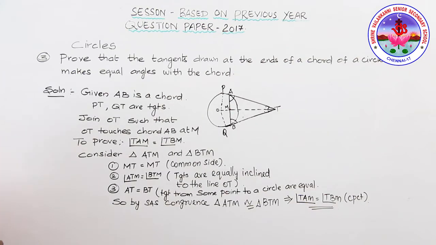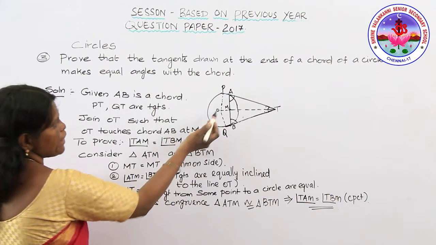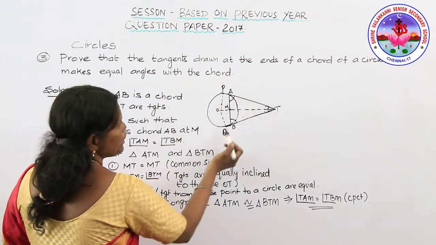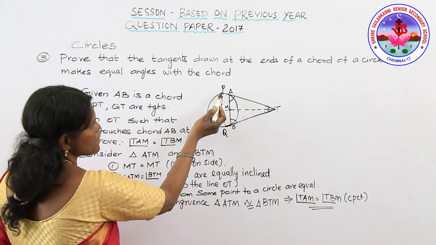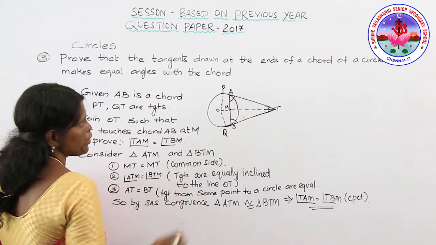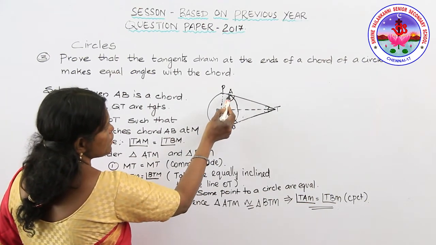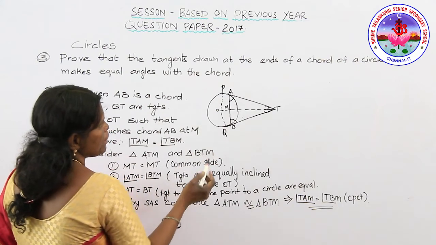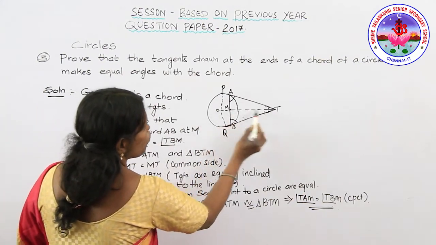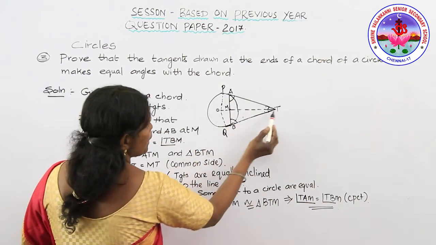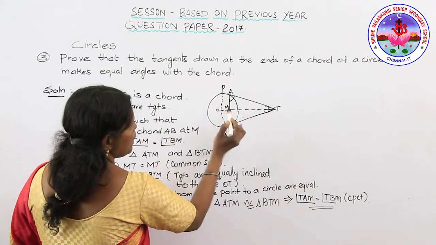Third problem. Prove that the tangents drawn at the ends of a chord of a circle make equal angles with the chord. So I have drawn a circle with center O, and TP and TQ are the two tangents touching the circle at the points P and Q. And I have drawn the chord AB, which touches the circle at A and B. Now I am going to join OT such that this OT touches the chord AB at M.